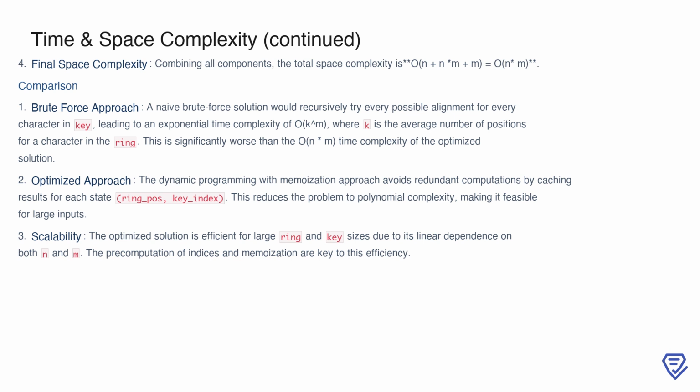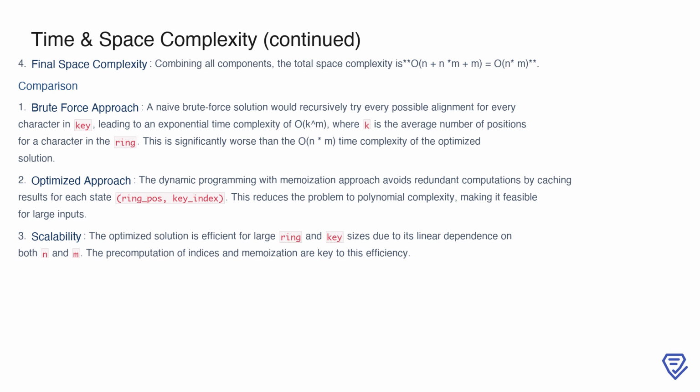Comparing this to the brute force approach highlights the efficiency of the optimized solution. A naive brute force solution would recursively try all possible alignments for every character in the key. If there are k positions for each character in the ring, this leads to an exponential time complexity of O(k^m), which is computationally impractical for large inputs.